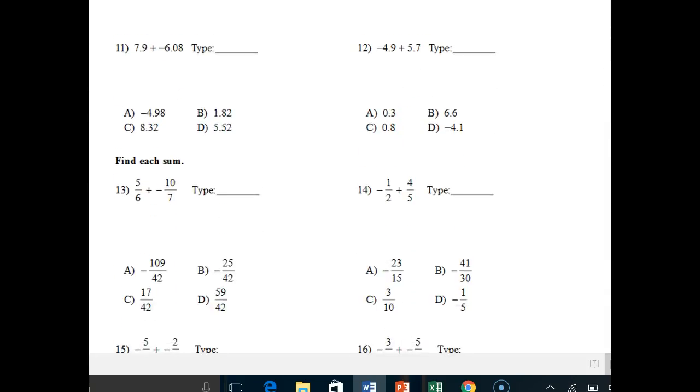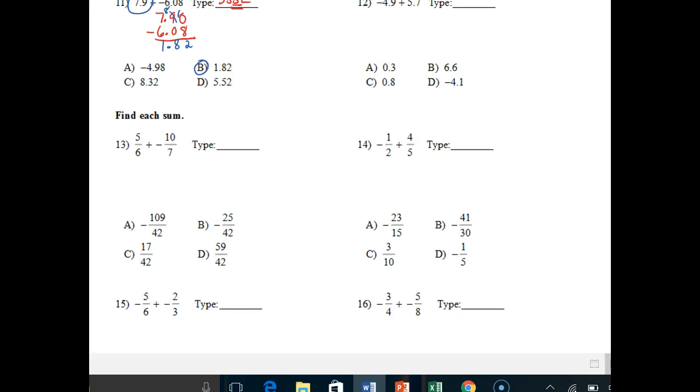Backside, number 11. 7.9 plus -6.8. That's DSSL. Different signs subtract larger, so let's put 7.9 minus 6.08. That means I need to fill in a 0 right there. I'm going to borrow from my 9, make that an 8. So I do 10 minus 8 is 2, 8 minus 0 is 8, 7 minus 6 is 1. But go back to the original problem. 7.9 and -6.8. Do you have more positives or more negatives? Well, I have 7 and some change positives. I have 6 and some change negatives. So I have more positives. That's why my answer is positive 1.82.